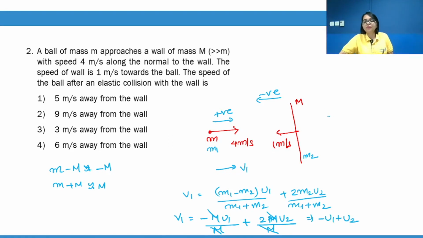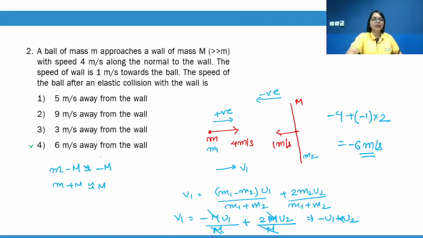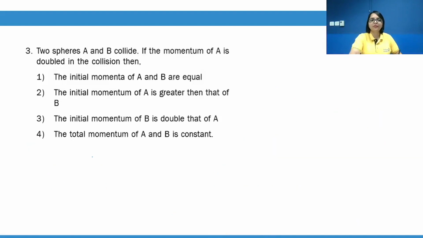u1 is 4. So it is minus 4 plus, u2 is minus 1, into 2. This is 2 times u2. So it will be minus 6 meter per second. The minus sign over here shows that the ball will move away from the wall at the rate of 6 meter per second. So the correct answer is option 4.